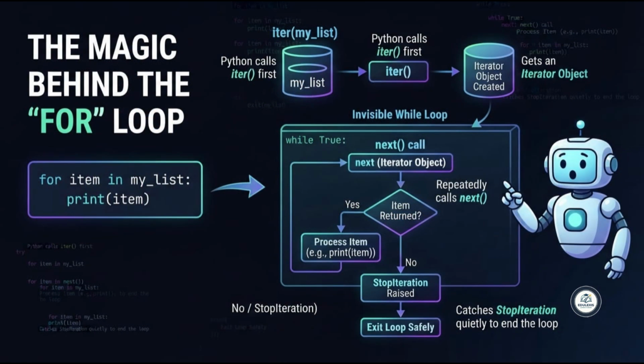Whenever you write a standard for loop in Python, like for item in my_list, Python is actually doing all of this behind the scenes automatically. Python first calls iter(my_list) to get an iterator, and then repeatedly calls next inside an invisible while loop, catching the StopIteration exception quietly to know exactly when to terminate the loop. Action: show a diagrammatic flowchart mapping a for loop to underlying iter and next calls.